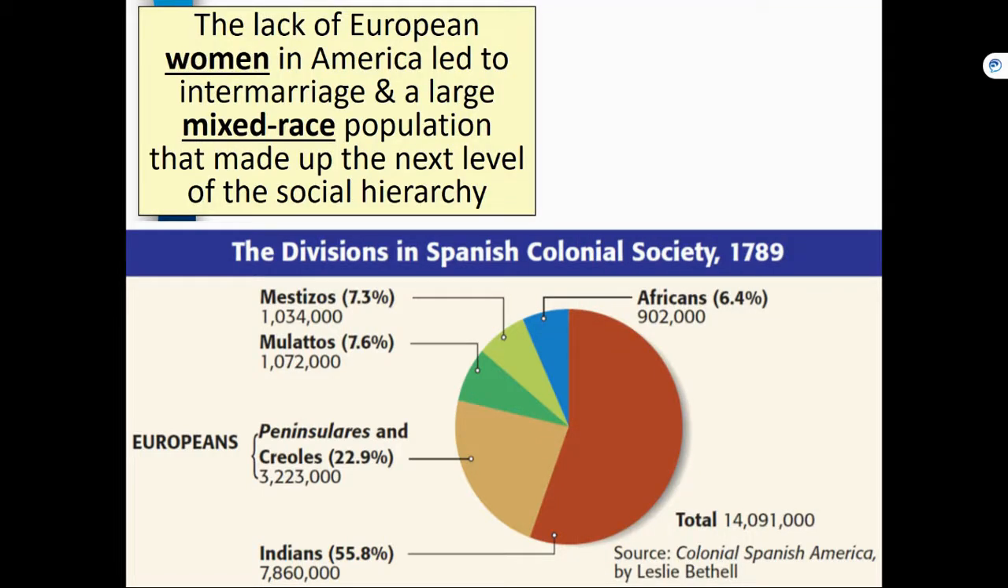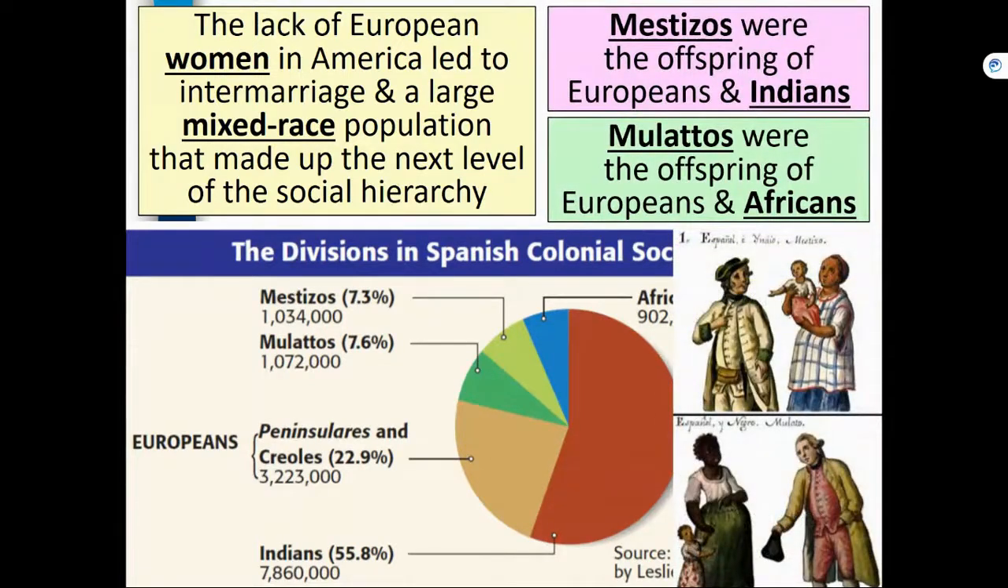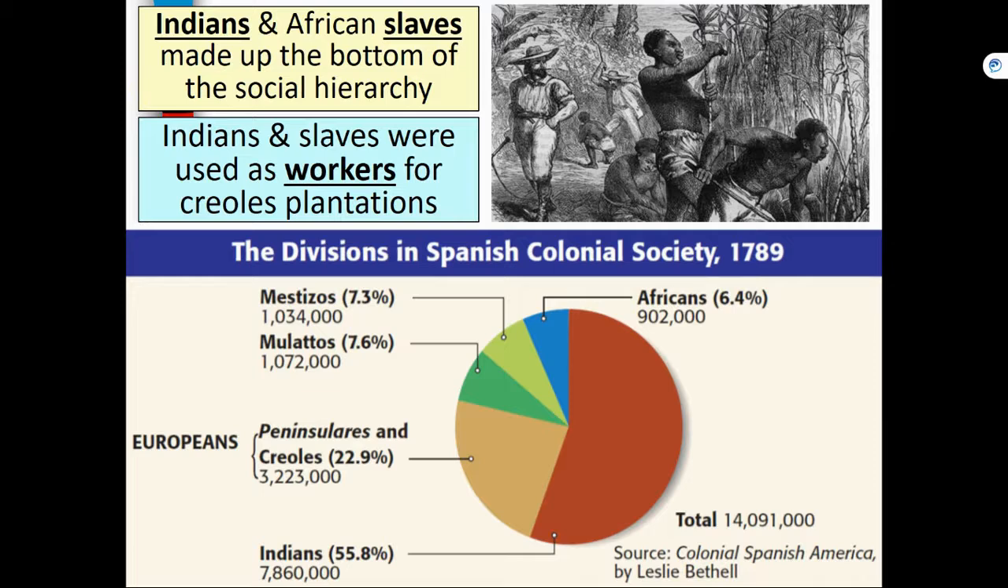The lack of European women in America led to intermarriage and a large mixed-race population that made up the next level of the social hierarchy. Mestizos were the offspring of Europeans and Indians. Mulattoes were the offspring of Europeans and Africans. Indians and African slaves made up the bottom of the social hierarchy. Indians and slaves were used as workers for Creoles' plantations.